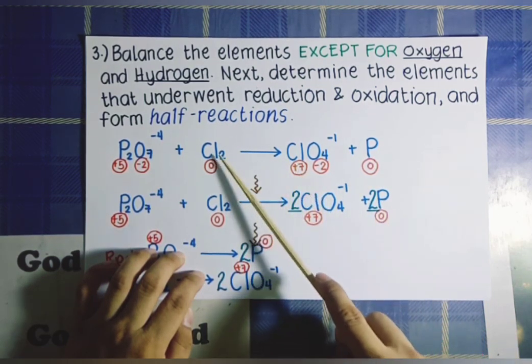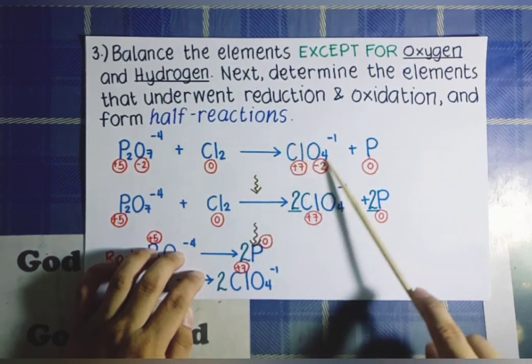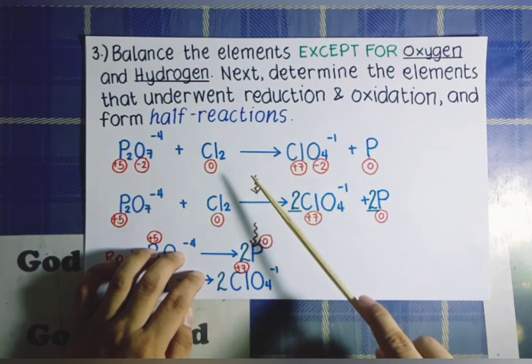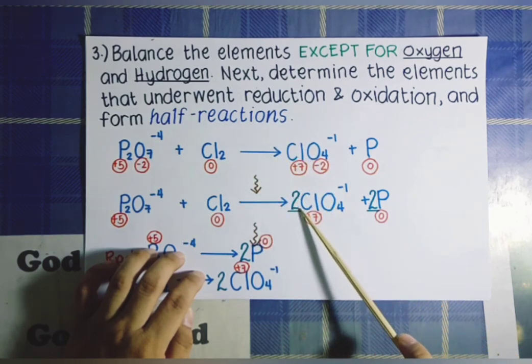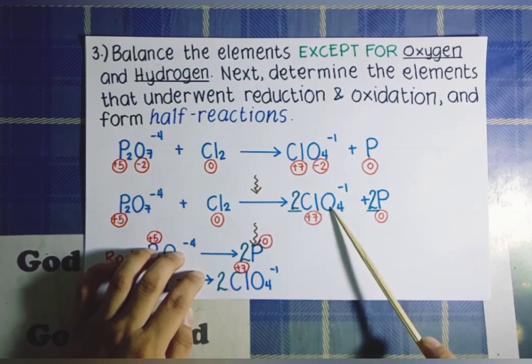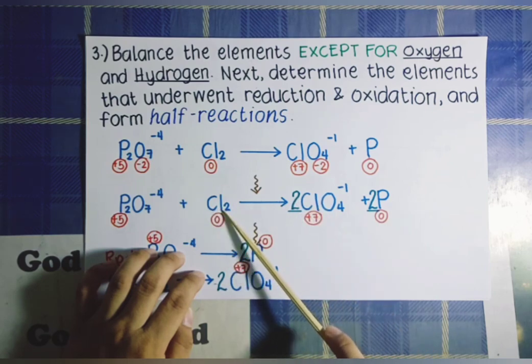For the chlorine, we have 2 chlorine atoms here. And for this one, we only have 1 chlorine atom. And so to balance this, we are just going to write 2 as the stoichiometric coefficient of perchlorate ion. And so we will have 2 chlorine here, and we're also going to have 2 chlorine here.